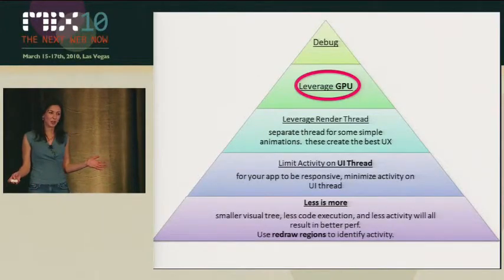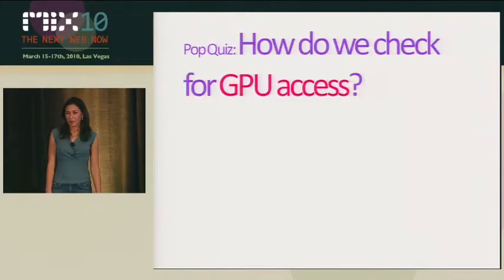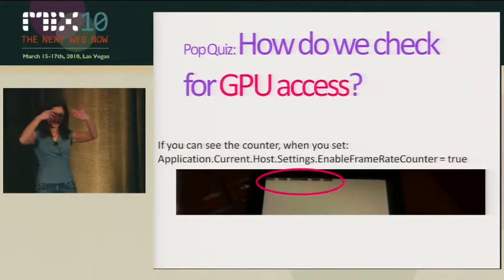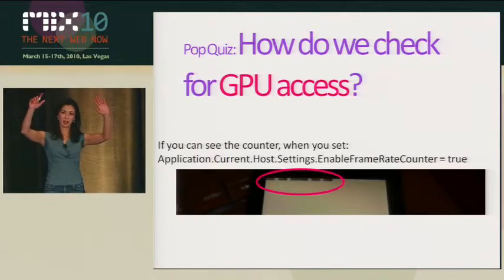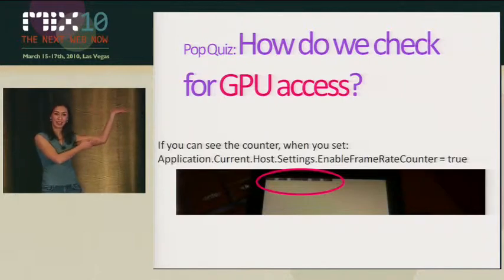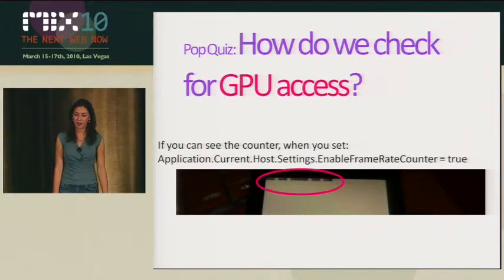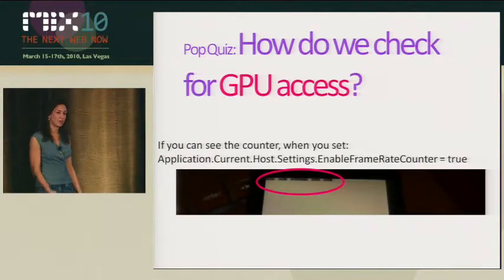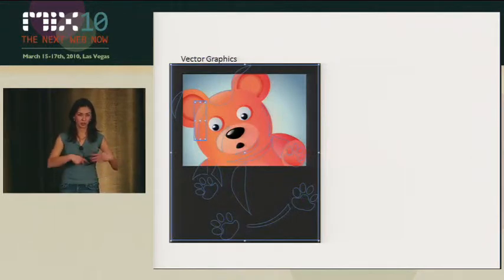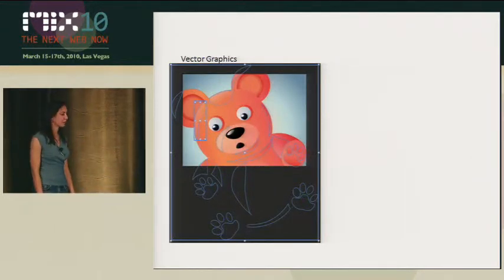Let's talk about leveraging the GPU. This is sort of our heartbeat. Pop quiz. How do we check for GPU access? If the enable frame rate counter is on, then you will get the frame rate counter blended on top. If you do not have GPU access, then you will not get any frame rate counter. And if you've downloaded the emulator, this is actually the easiest way to check. The emulator only has hardware acceleration if you have a WDDM 1.1 driver with this CTP. And we're working to widen that range of hardware later on.